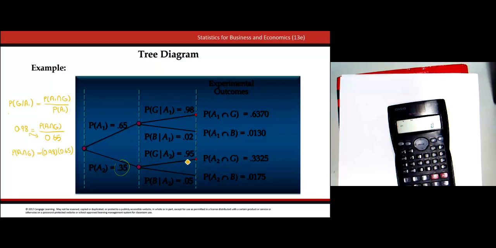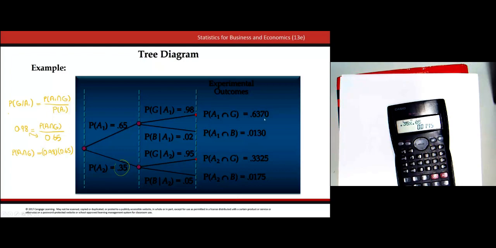Probability of A1 times B given A1. And how did we get 0.3325? Probability of A2 times G given A2. How did we get 0.0175? Probability of A2 times B given A2. This is a tree diagram.